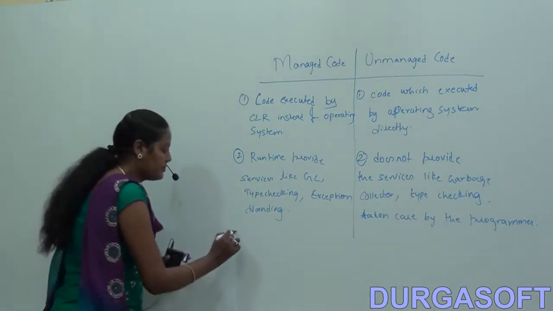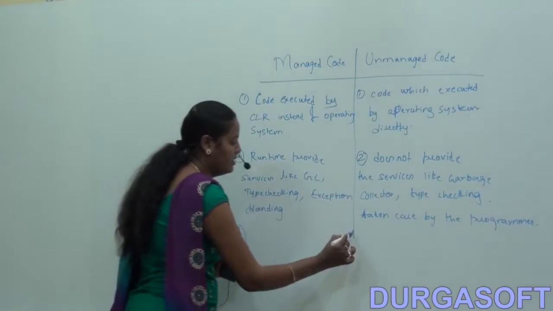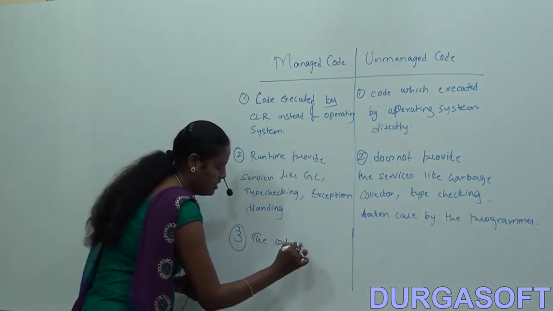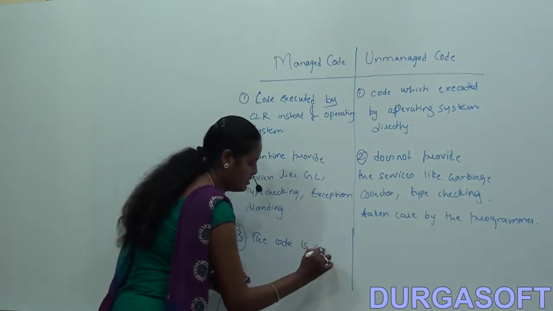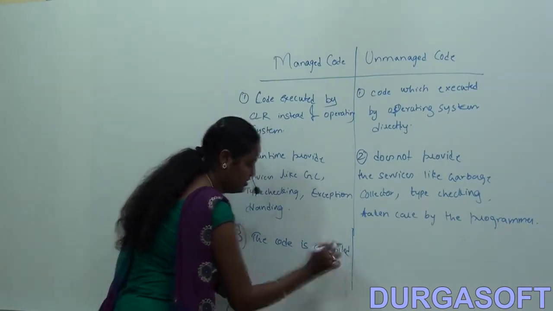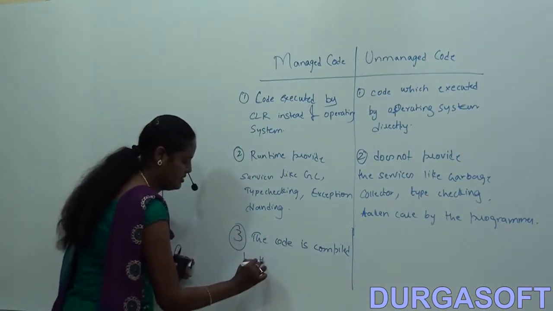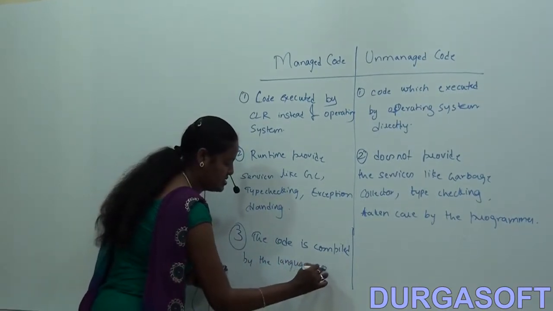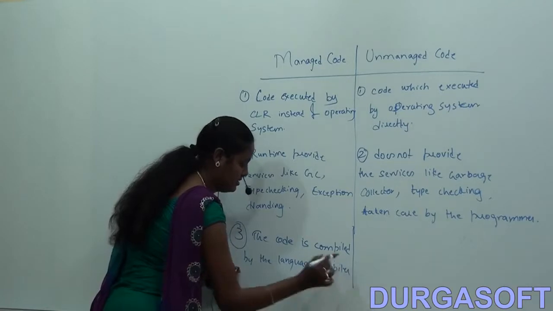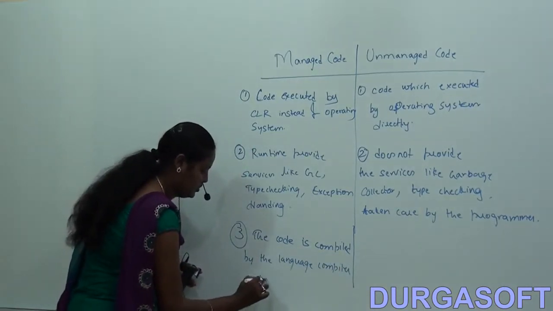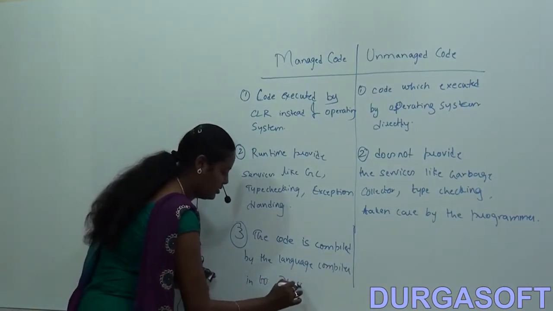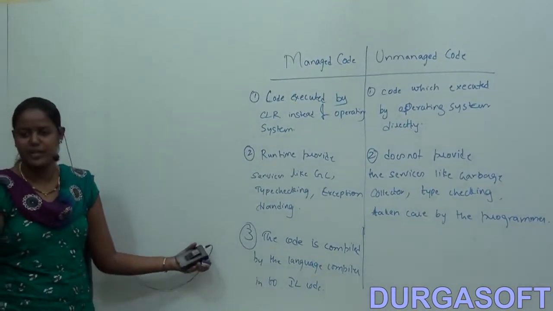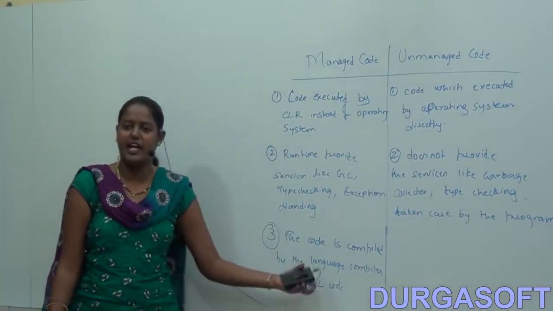And here the code is compiled by the language compiler into IL code. Here the source code is compiled by the language compiler into the intermediate language.